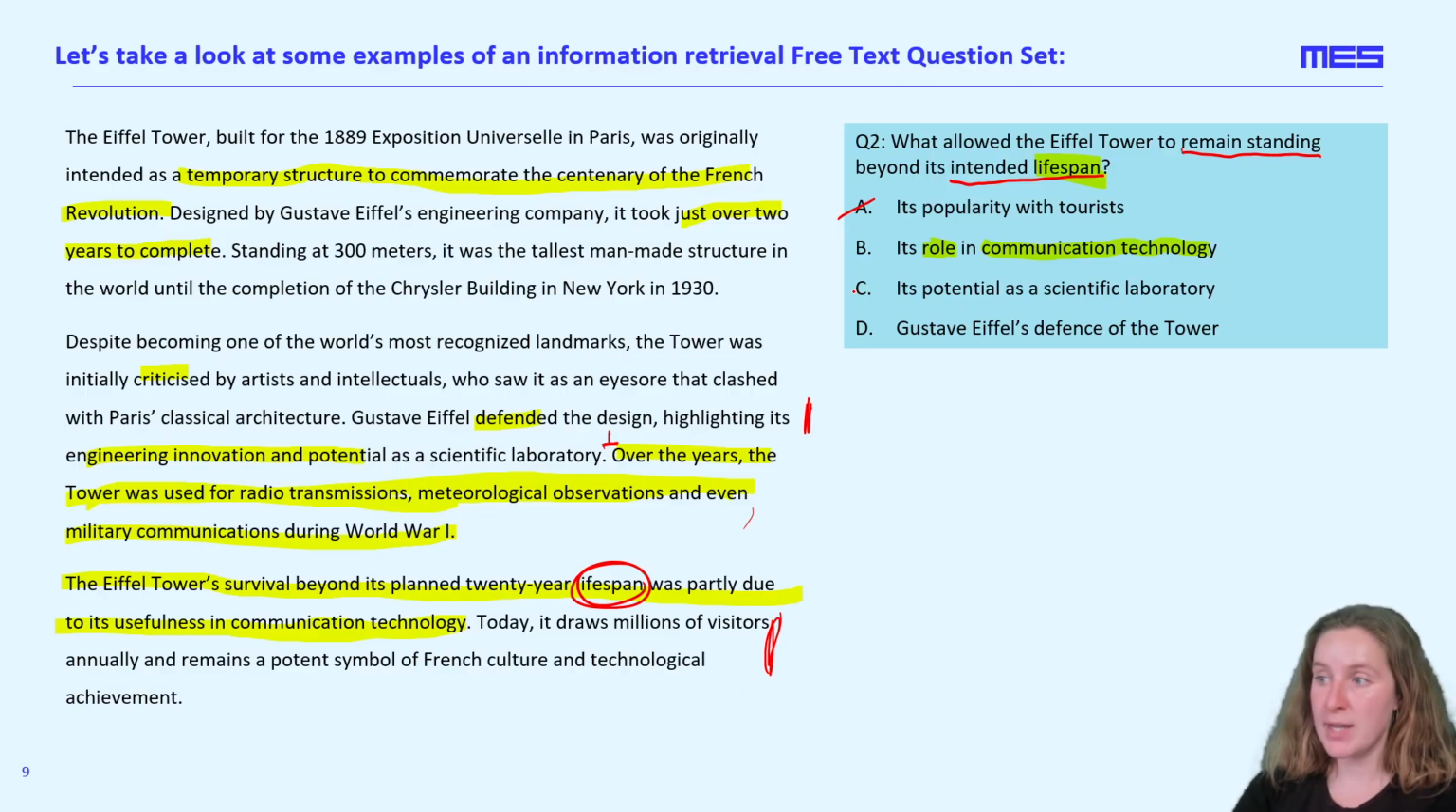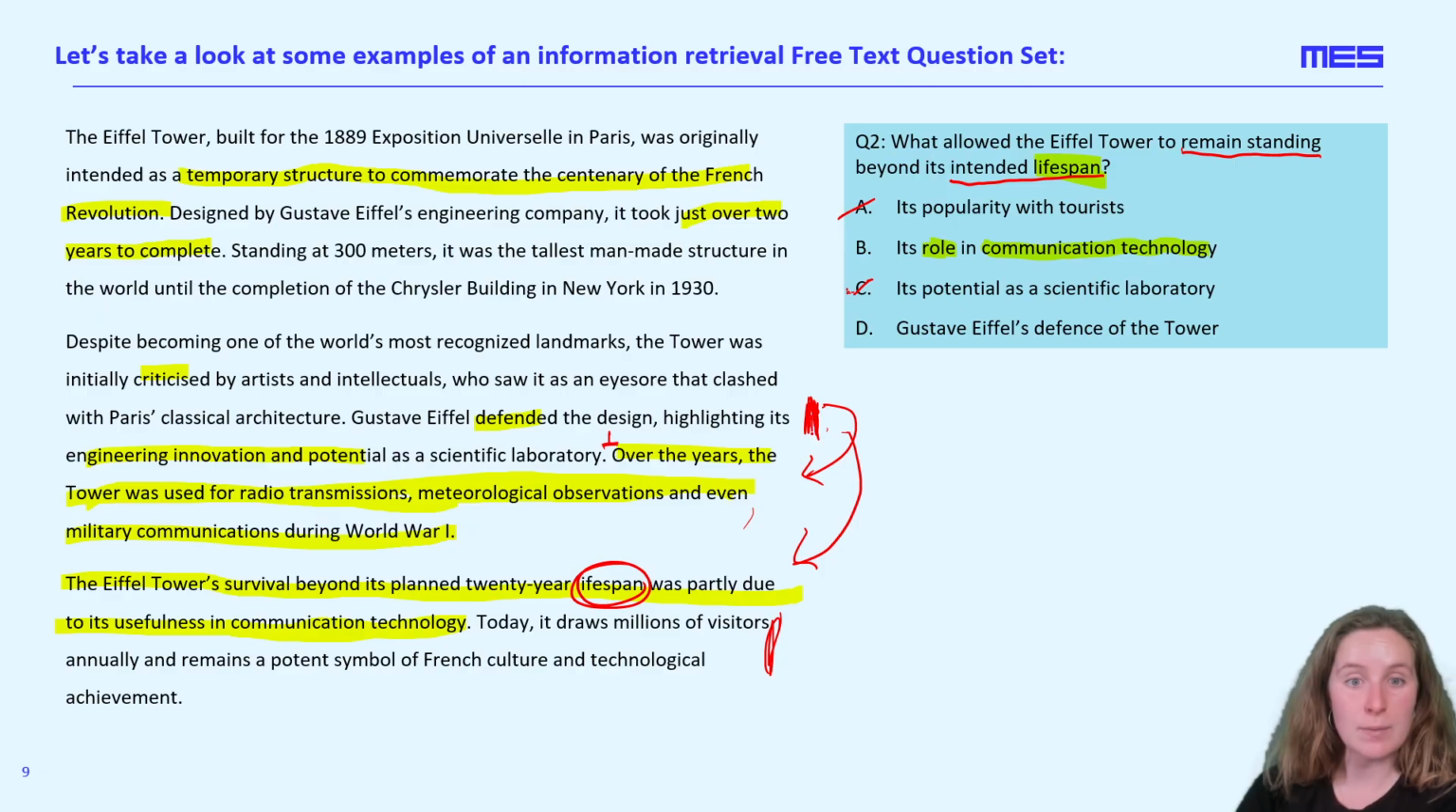So this is potential, but seems to be lacking a bridging phrase that would link its potential with what actually happened here and here with its communication technology. And then D, Gustave Eiffel's defense of the tower. This again is very similar to C in that yes, he defended it, but that doesn't seem like it was particularly the reason it was kept. It seems like its usefulness here was the reason it was kept. So D, no, leads us to B here, its role in communication technology.